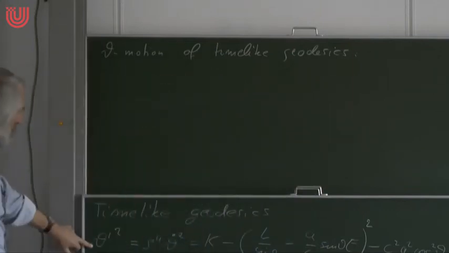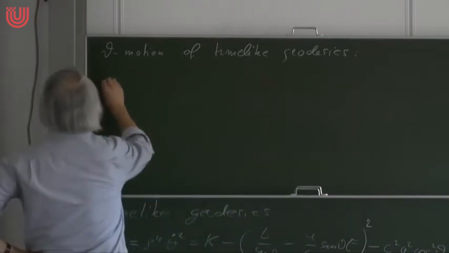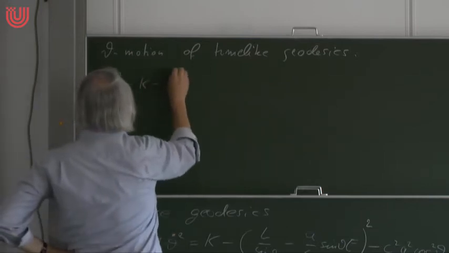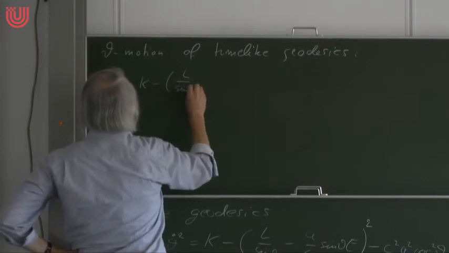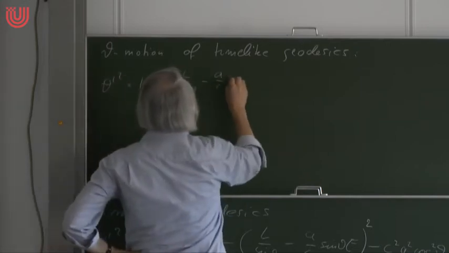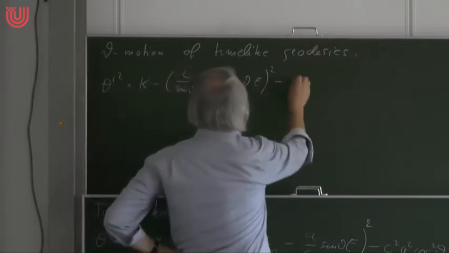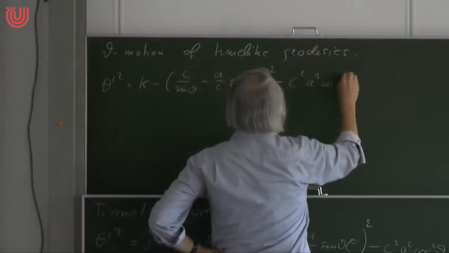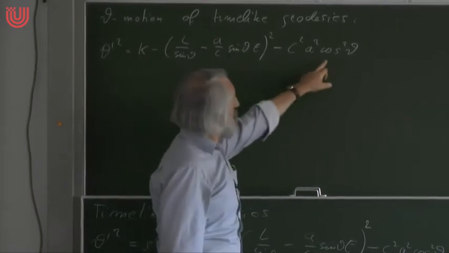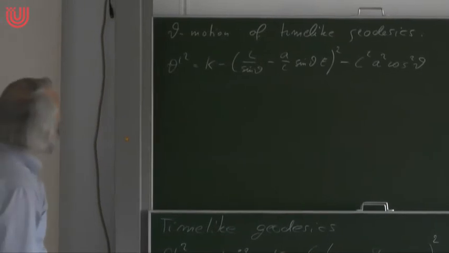So now we will work with this equation here. Let me write it again, and then I will rewrite the right-hand side in a certain way, which will be more convenient for us. So this was K minus L over sine theta minus A E over C sine theta, squared, minus C squared A squared cosine squared theta. And well, now we have sine theta terms and cosine theta terms, which is a little bit inconvenient. Let me express everything in terms of cosine.